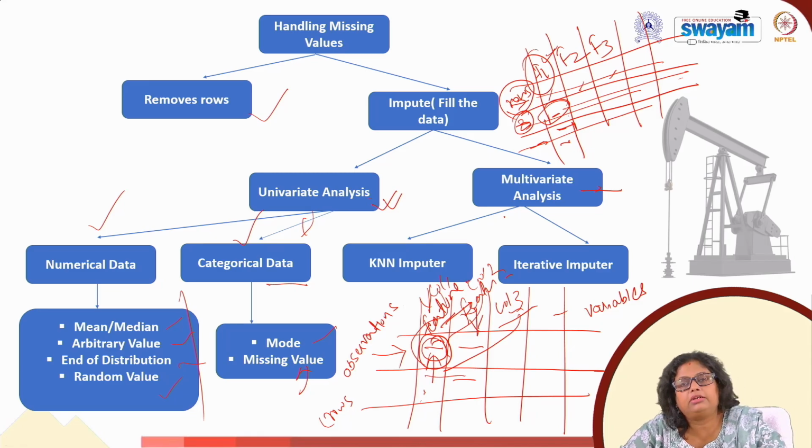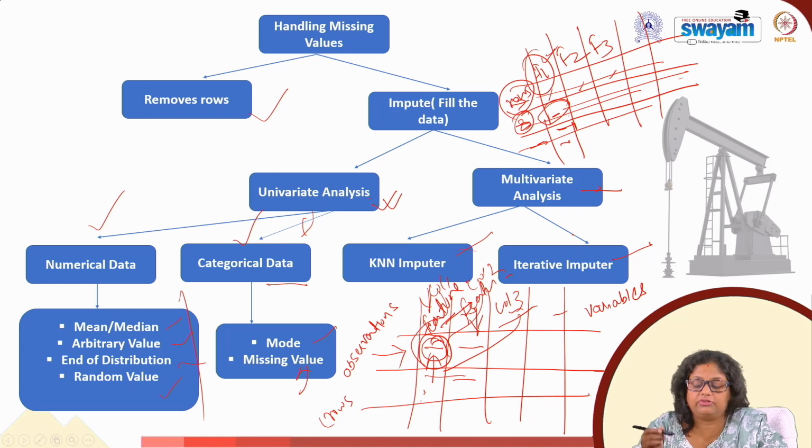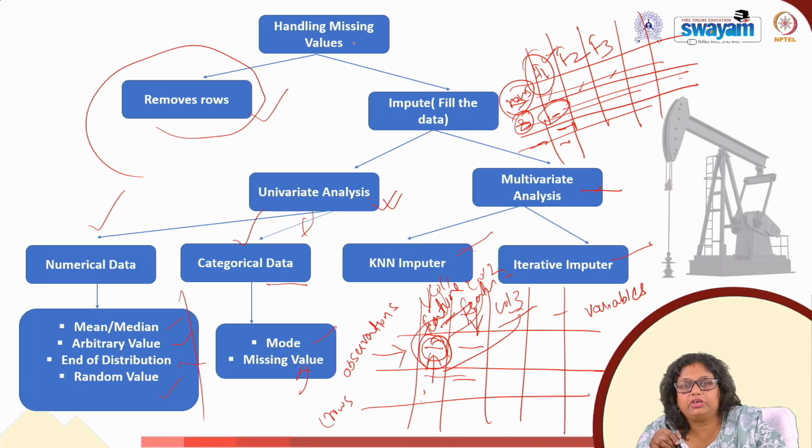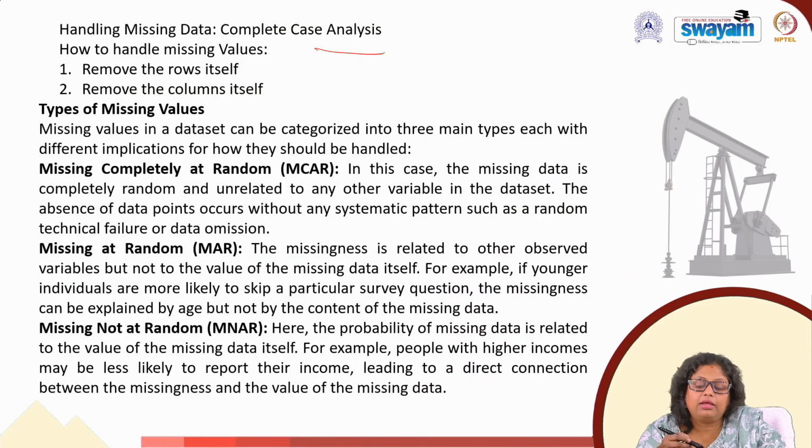Under multivariate analysis, we have the KNN imputer and the iterative imputer. These two we are going to discuss under this topic. So let's start. The first case is where we need to handle missing values, and we suggest removing the rows. So let's see when it is applicable to remove the rows, and in what cases we have to replace them. That's the first thing we need to see.